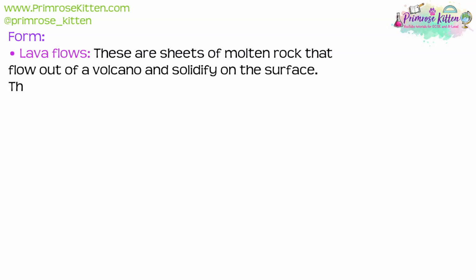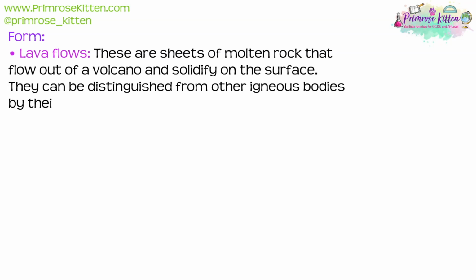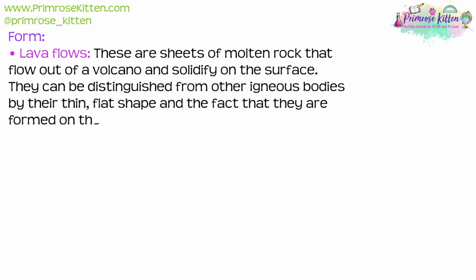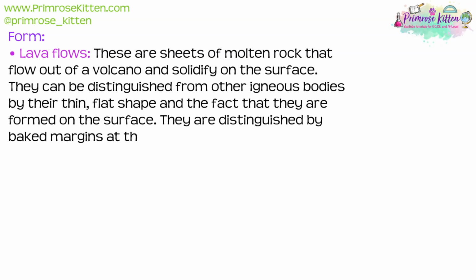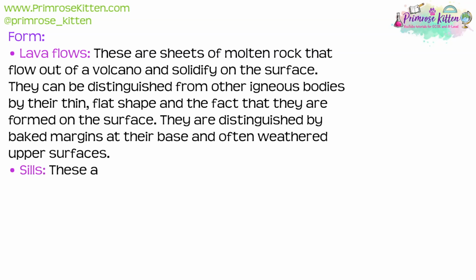Now let's look at form. Lava flows. These are sheets of molten rock that flow out of a volcano and solidify on the surface. They can be distinguished from other igneous bodies by their thin, flat shape and the fact that they are formed on the surface. They are distinguished by baked margins at their base and often weathered upper surfaces.